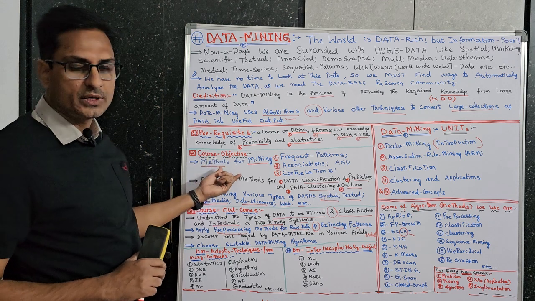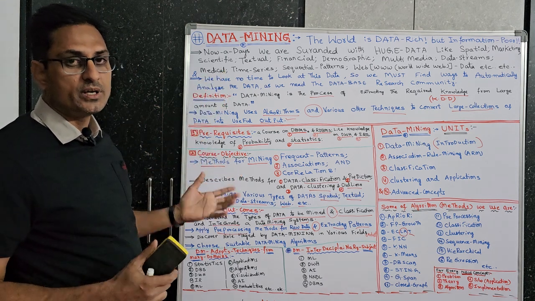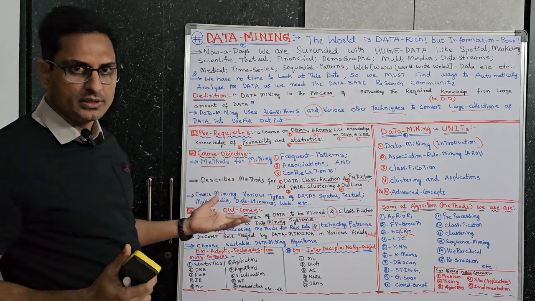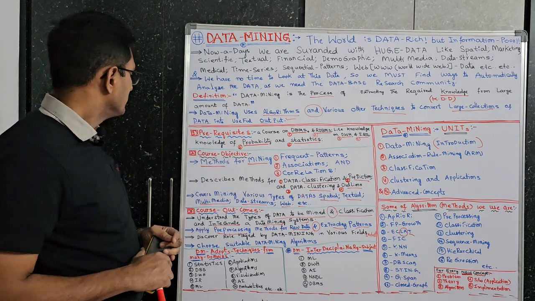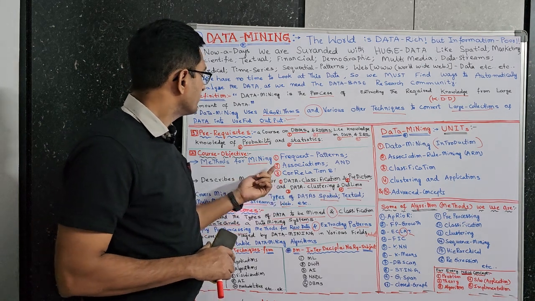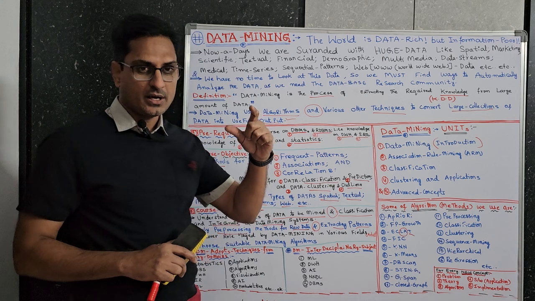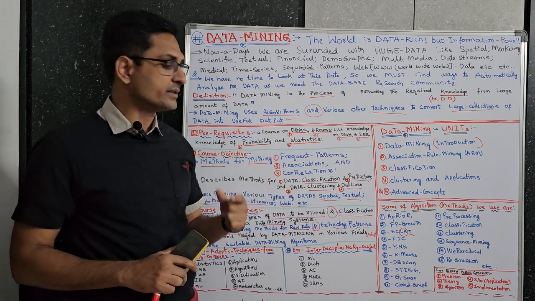And we have the course objective. Course means subject, data mining. Objective means aim, purpose. What is the aim of the subject? What are we going to learn? What will the student learn? He learns methods of mining. Some of the methods of mining are frequent patterns, meaning regular patterns. Patterns means recursive data sets, regular data sets.